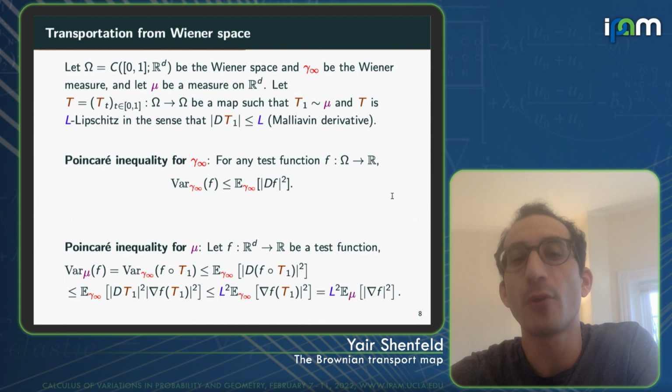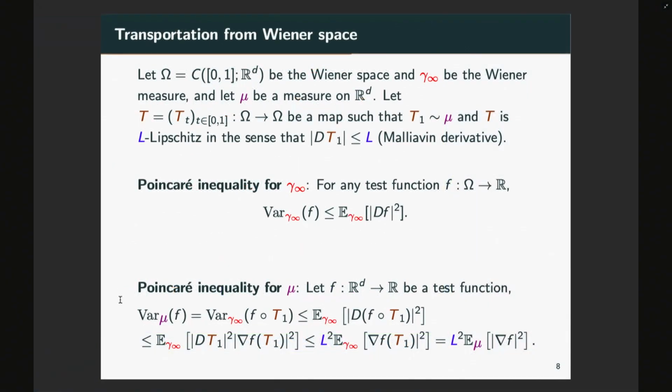Okay, so how would we get a Poincare inequality for mu? If we had a map T like that, well, we repeat the proof exactly as we did before. We look at the variance under mu of F. This is a measure on R^d, of course, but that's the same as looking at the variance under the Wiener measure, where F is composed with the value of the map T at time 1. Now we apply the Poincare inequality for the Wiener measure. We do the chain rule again. We use the fact that the map is Lipschitz, and we get exactly what we want on the right-hand side.